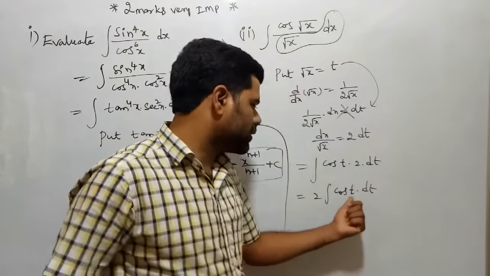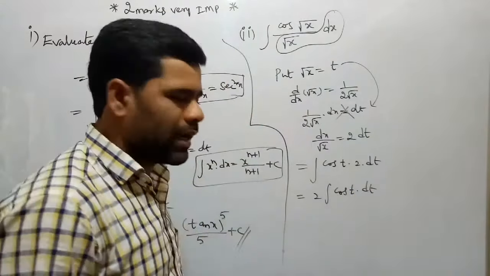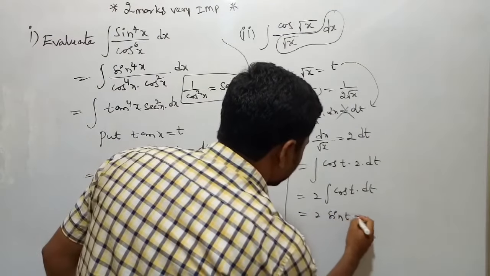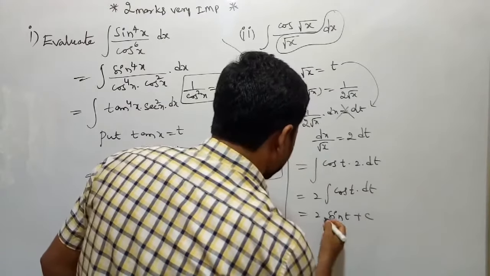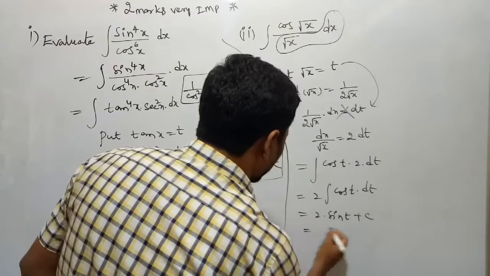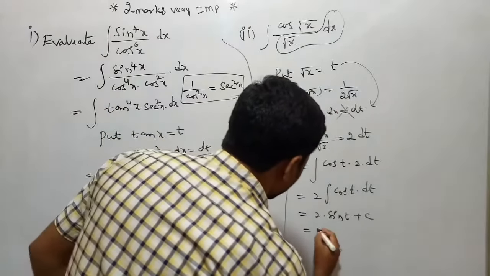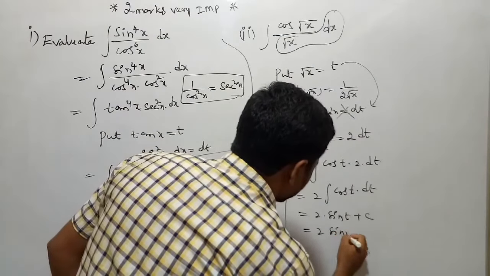What is integral cos t into dt? It is sin t. So 2 sin t plus c. But what is t? T is nothing but root x. So 2 sin root x plus c is the answer.